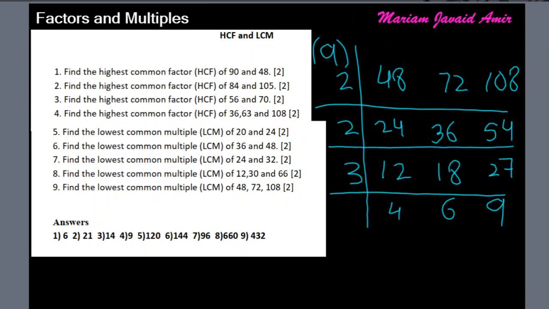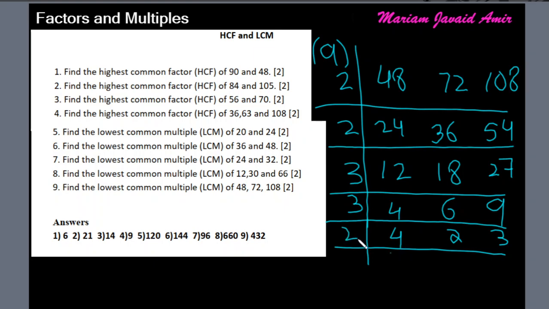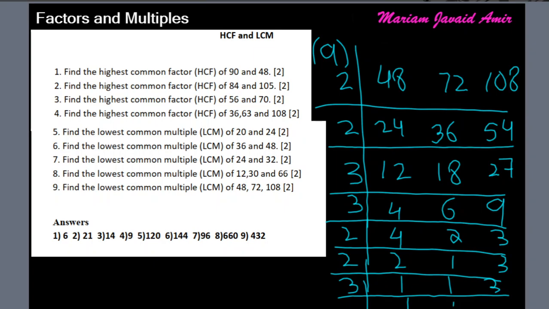Next, we don't have a single number that divides all of these together, so let's just use 3. 3 will divide 6 by 2, and 3 3s are 9. And let's write 4 as it is. Now let's use 2. 2 will change this into 2, this into 1, this to 3. Then use 2 again. We'll get 1 over here. 1 stays the same, 3. And then use 3 over here. And we'll get 1, 1, 1.